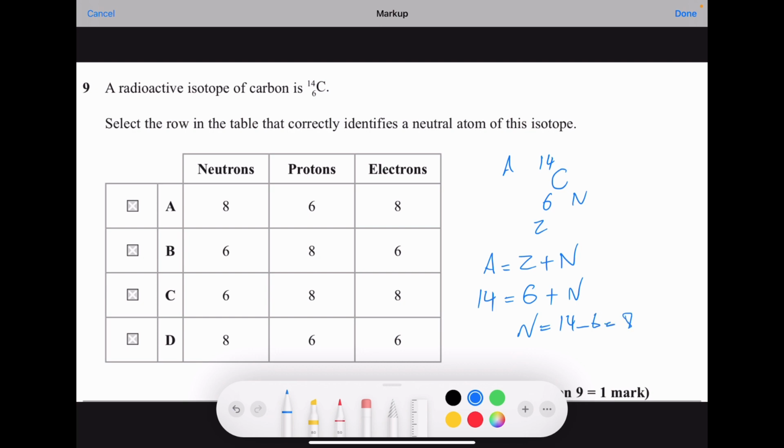So the number of neutrons should be 8, the number of protons 6, and the number of electrons should be 6 in the case of the neutral atom. The number of protons must be equal to the number of electrons. The correct answer, question 9, is D.